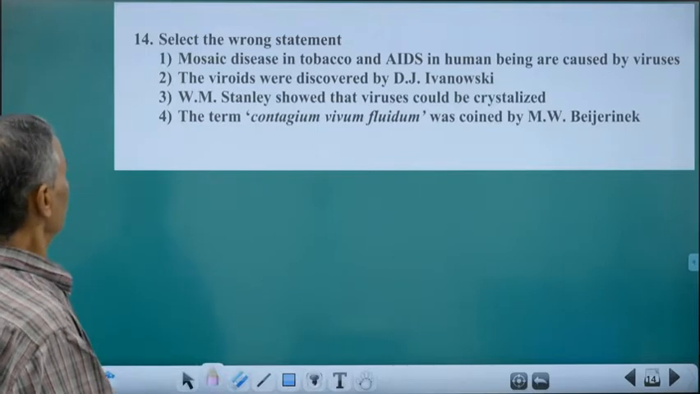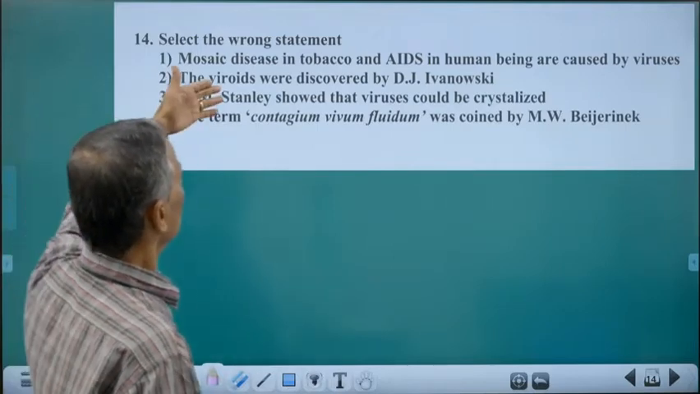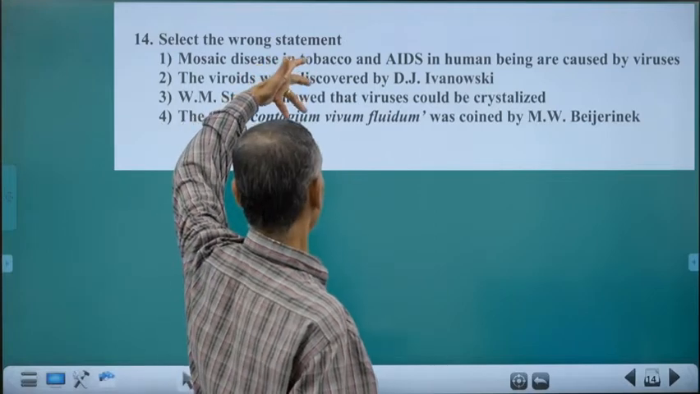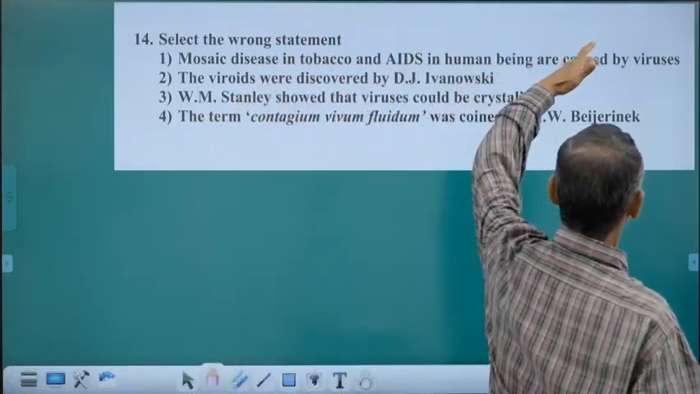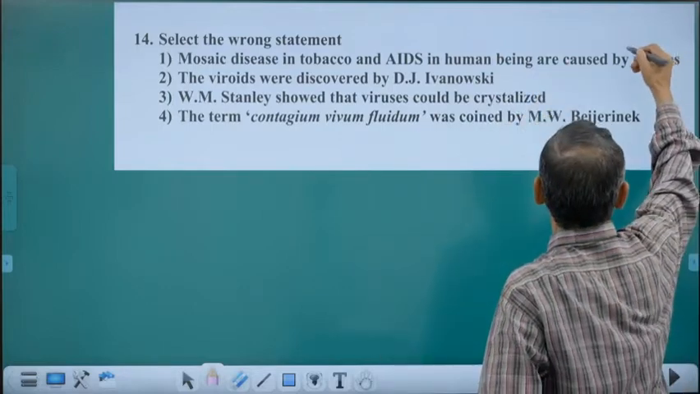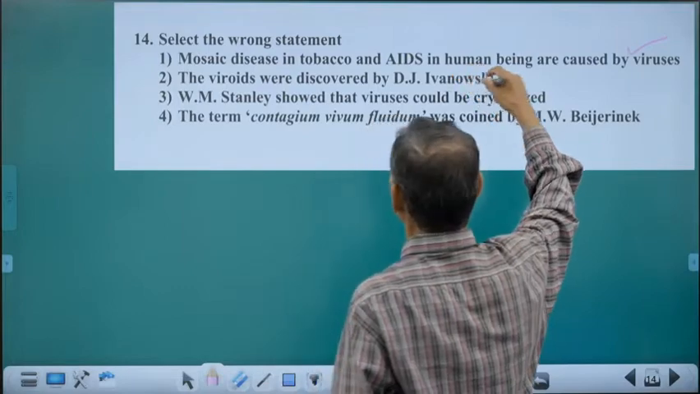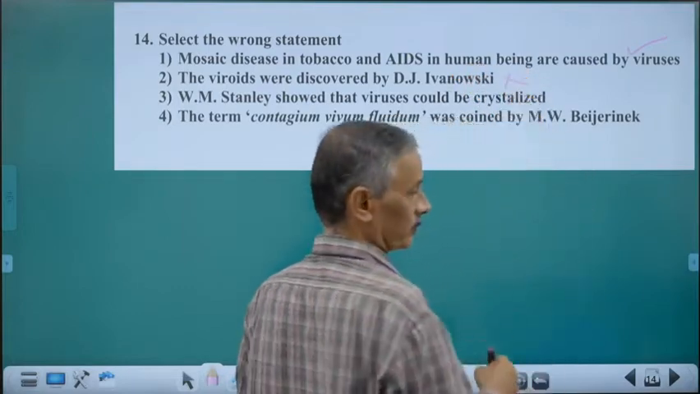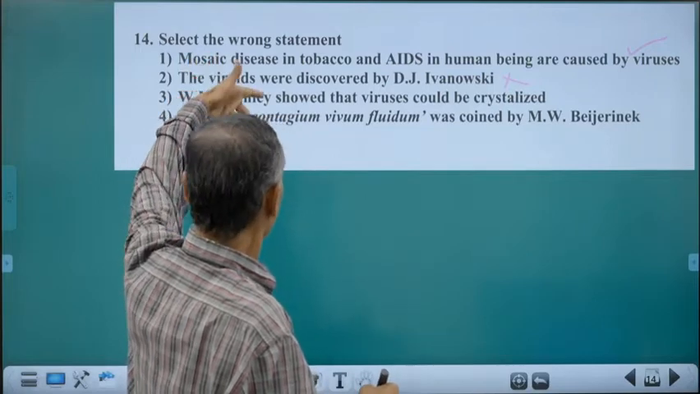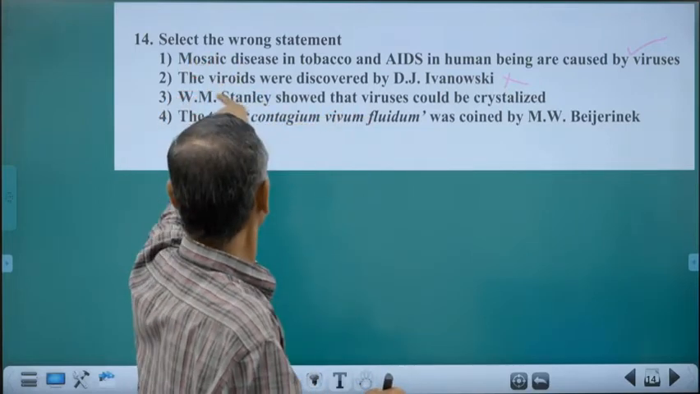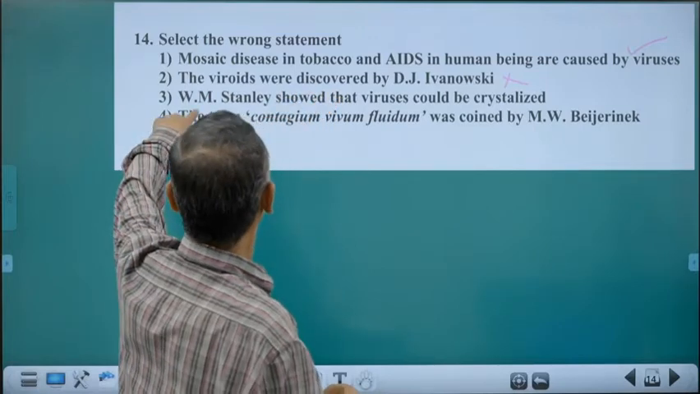Wrong statement. Mosaic disease in tobacco is caused by a virus, we have studied. Tobacco mosaic virus, and AIDS in human beings are caused by viruses. Correct statement: viruses were discovered by Ivanovsky. No, Ivanovsky discovered them, not Theo Diener. Tobacco mosaic virus. Viruses were discovered by Ivanovsky, not Theo Diener.